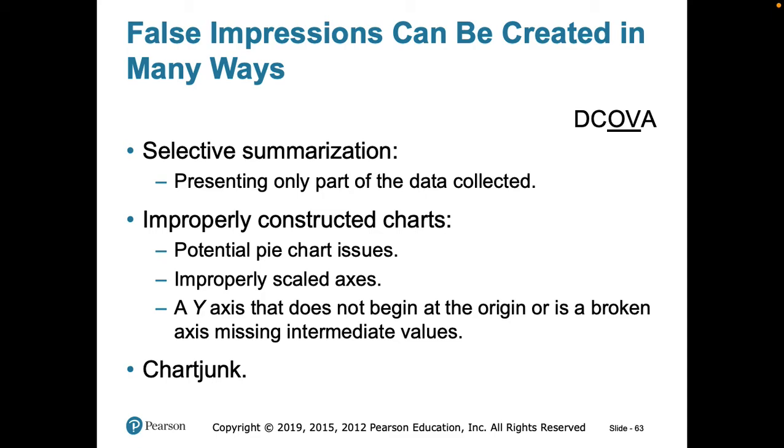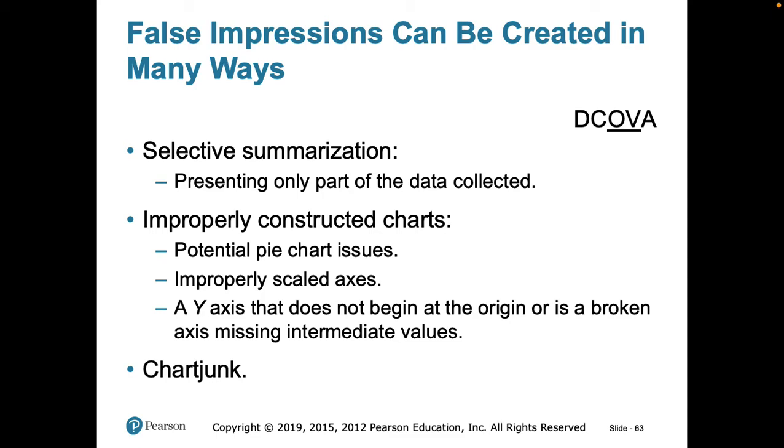Another mistake is that false impressions can be created in many ways. You may create a false impression of your data, and one way it can be done is by selective summarization. Basically, you're only presenting part of the data that you collected, so you are ignoring some of the data that could make a difference, and you are ignoring it because it doesn't represent your values. It doesn't represent what you're trying to achieve.